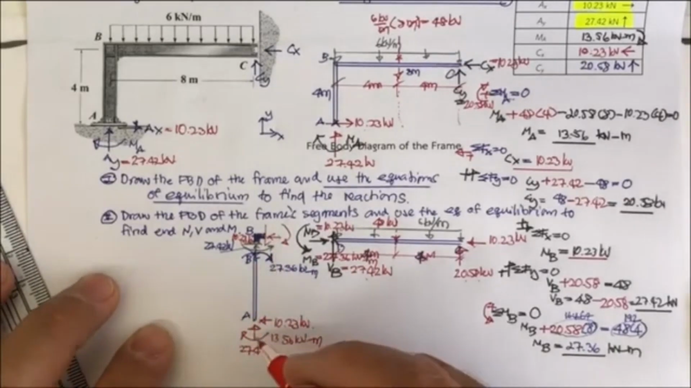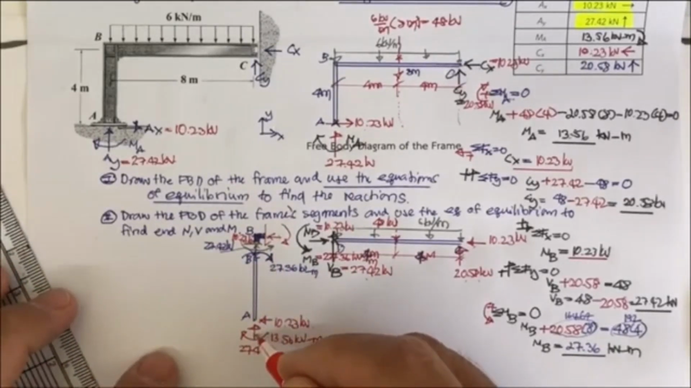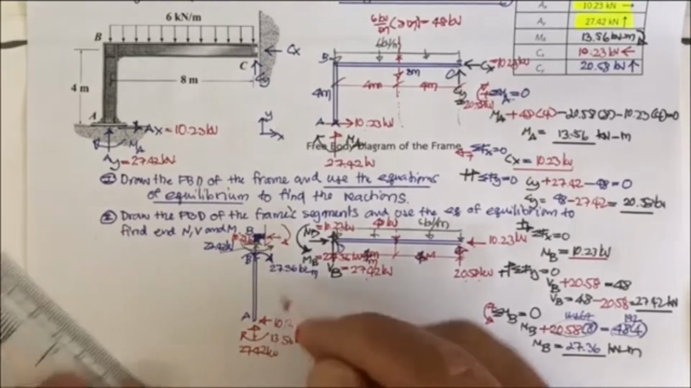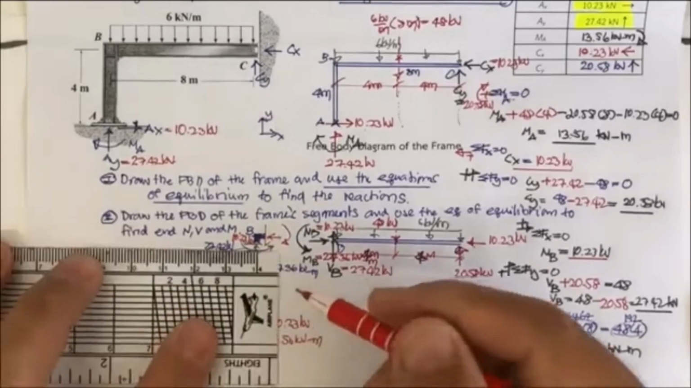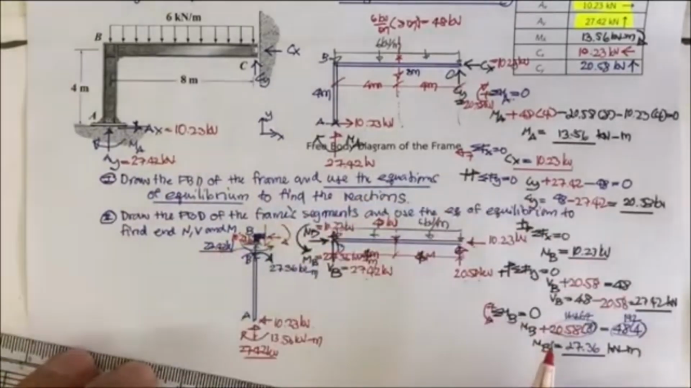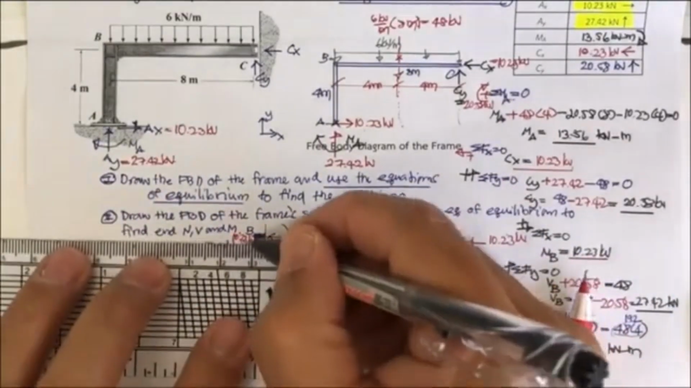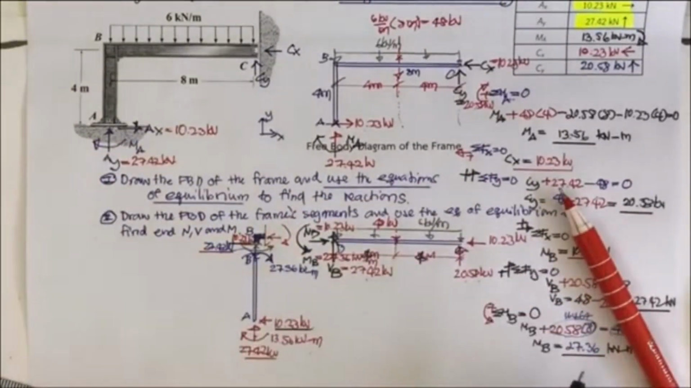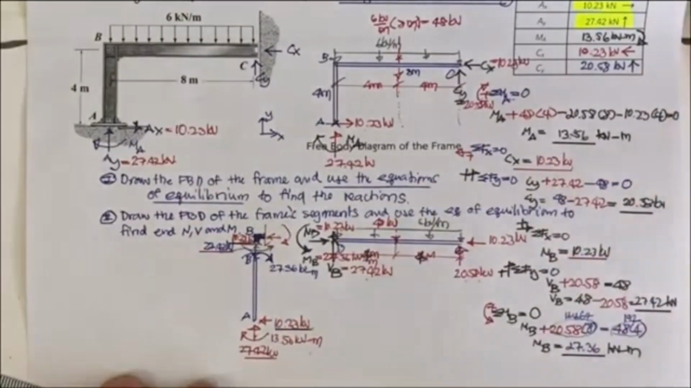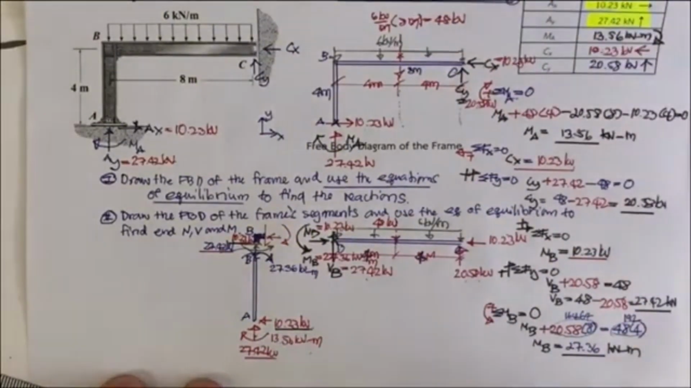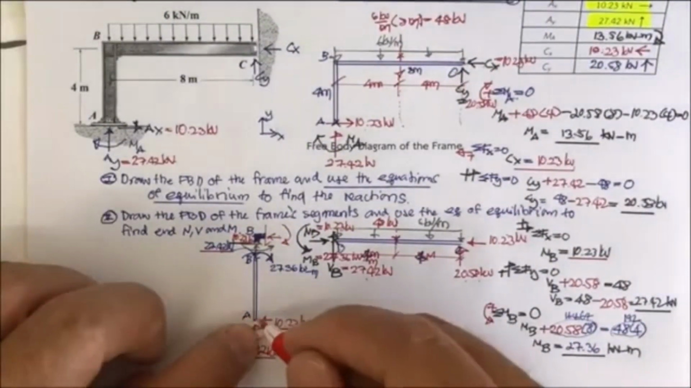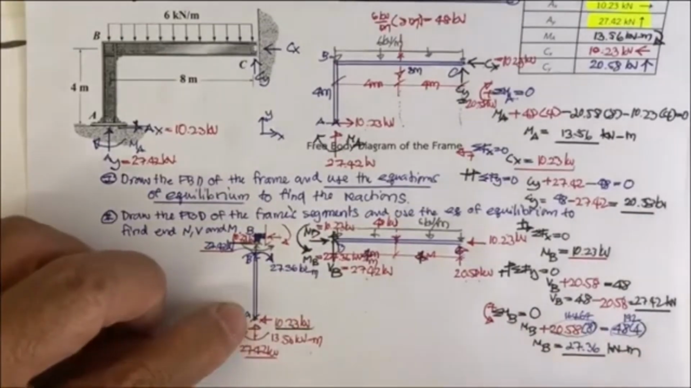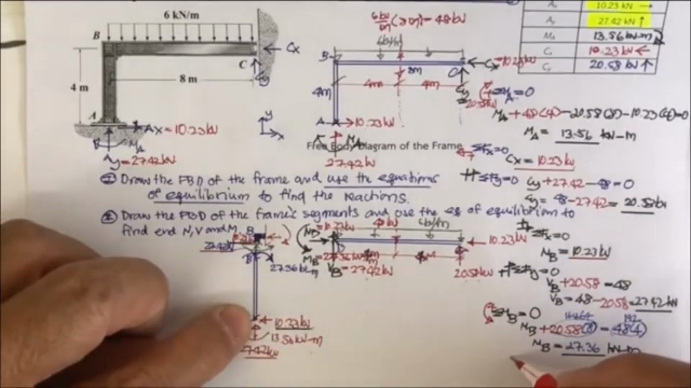Now when you transfer to this, you may check the balance of the force and the moment. For this one, this is 27.40, equal to this one, and also this 10.23 is going to be equal to this one easily. And if you would like to check the moment, you may take the moment about A. Let's check the moment about A.